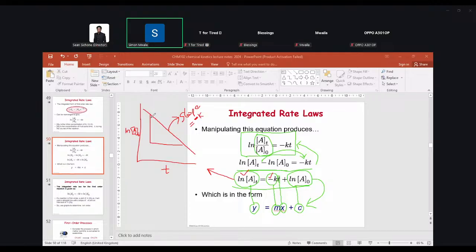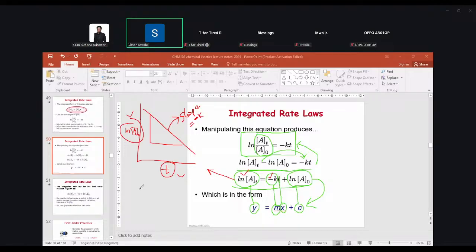Now take note here. It is only for a first order reaction that when I plot this against this, I'm going to get a straight line. You'll see later on that for a second order, it's not this that you plot to get a straight line, because we are also going to look at the integrated rate law for a second order. This plot of natural log of A at time t against time, giving you a straight line, only applies to a first order reaction. Take note of that. This only applies to a first order reaction.